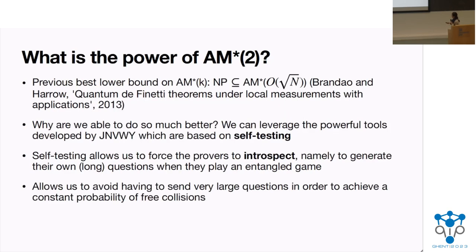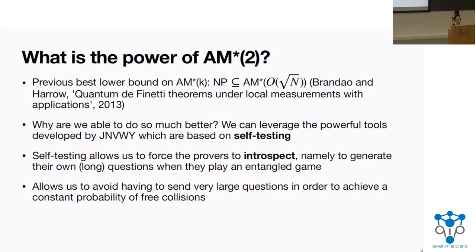Okay. So the previous best lower bound on AM star K, where K is the number of provers as before, is that it contains NP. And this was for order-n provers, by Brandao and Harrow in 2013. So why are we able to do so much better?